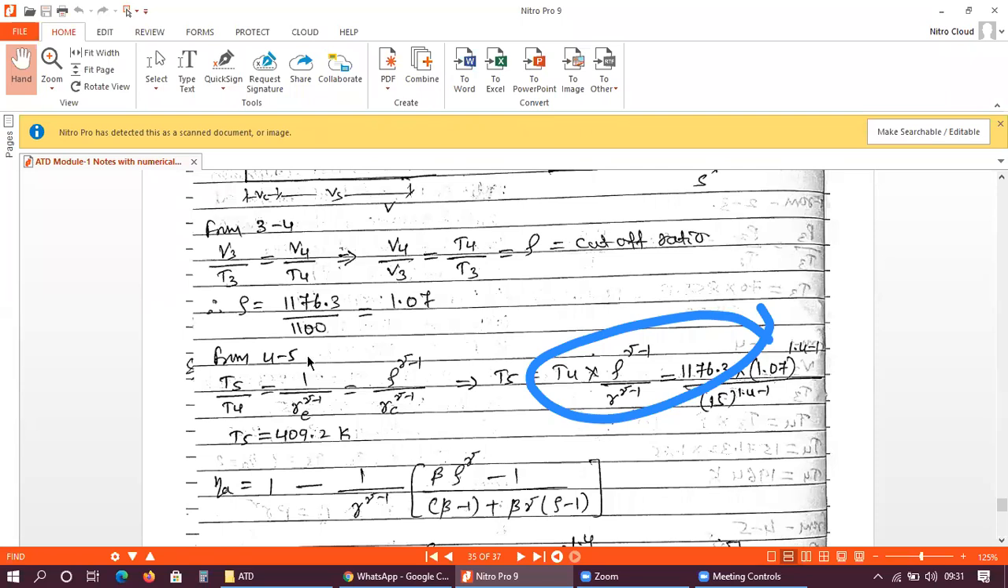The same equation we can rewrite. Since it is an expansion, RE is there, the expansion ratio. If I replace it by the compression ratio, then the expression will be rho raised to gamma minus 1 divided by the compression ratio raised to gamma minus 1. So RE stands for expansion, whereas RC stands for compression ratio.